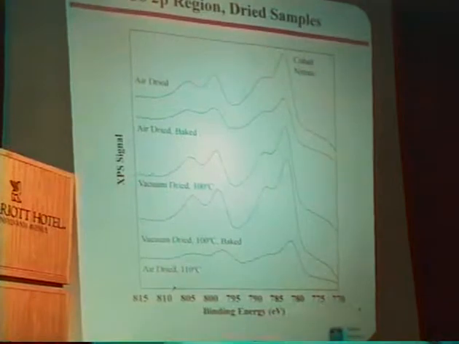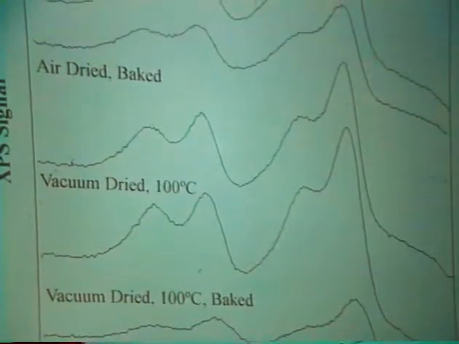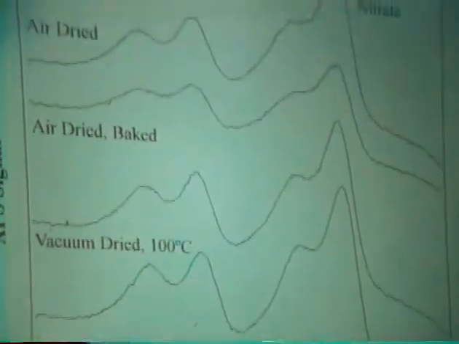Now, in contrast to this, if we look at the cobalt 2P region for the dried-only samples, for the air-dried sample, we see a cobalt 2P3/2 peak at 781.8 eV. In addition, we see these large shake-up features. The combination of these shake-up features and this peak position are assigned to cobalt nitrate, and this is not surprising since we've done no treatments to this air-dried sample.